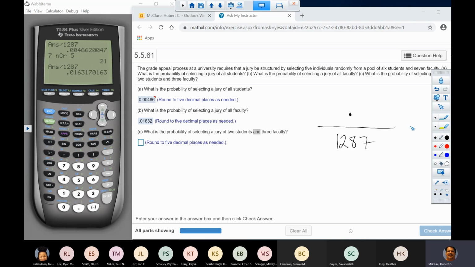All right, so what's the first combination going to be? Students. How many students do we have to choose from? Combination. How many slots are going to be filled by students? Okay. How many faculty we got to choose from? 7. And how many slots are going to be filled by faculty? There you go.